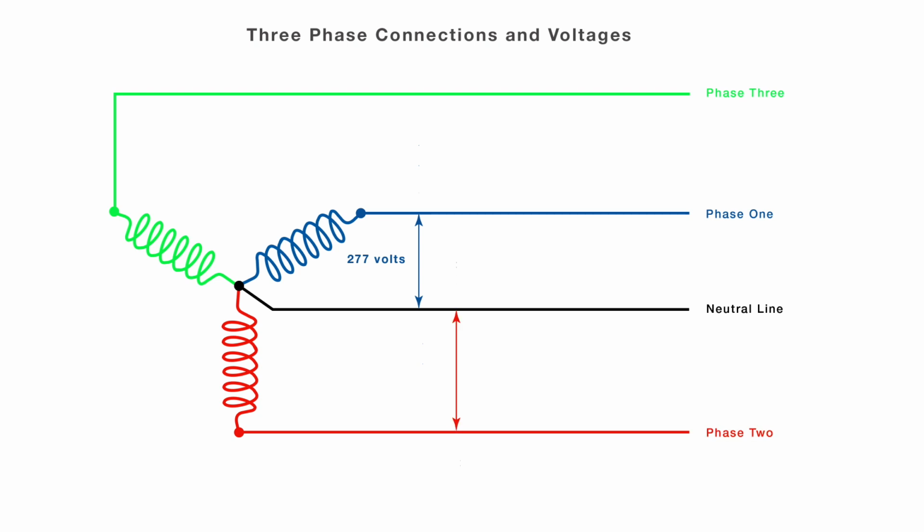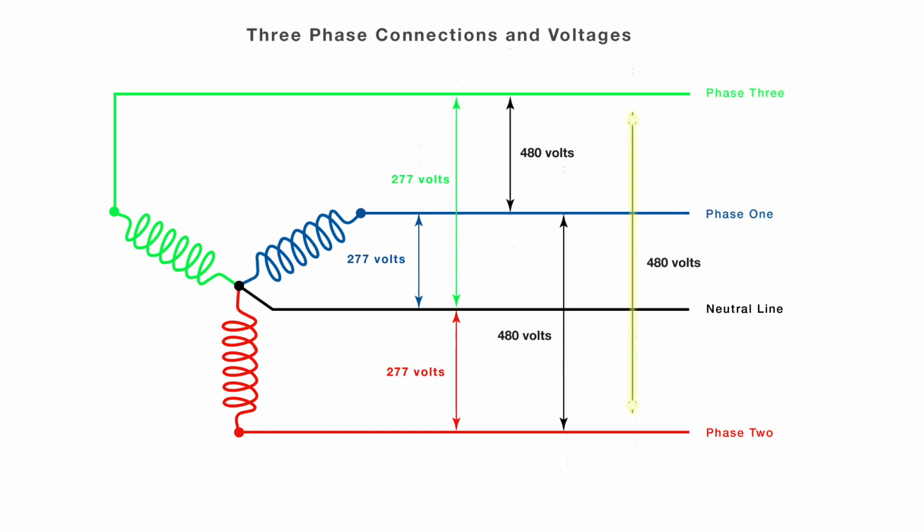Again, phase 2 voltage read is 277 volts, with phase 3 to neutral being the same. The higher voltage in a star connection is measured phase to phase. First, phase 1 to phase 2 reads 480 volts, which is phase 1 to neutral 277 volts times root 3, or 1.73. 480 volts is read phase 1 to phase 3, and the same voltage phase 2 to phase 3.